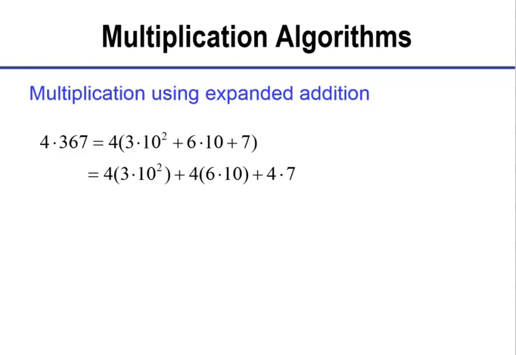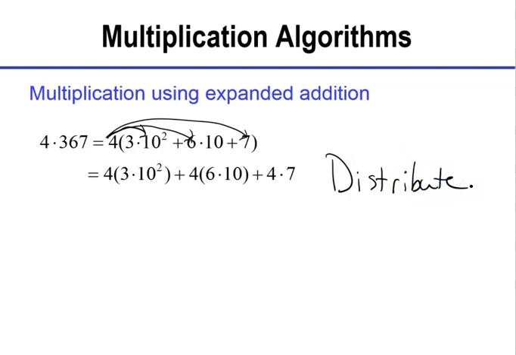So I am calculating 4 times 3 times 10 squared plus 4 times 6 times 10 plus 4 times 7. So the 4 goes in front of each term. Again, that's the distributive property. So we're going to distribute multiplication over addition. Now you know what I'm going to do? I'm going to regroup, okay, or use the associative property. It's different than the carrying regroup, so I need to be careful here.